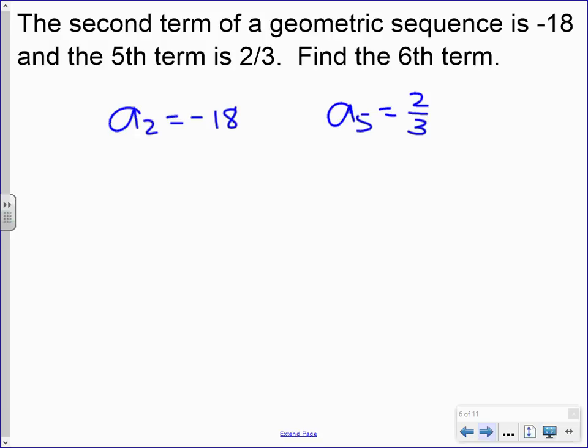You can just do negative 18 minus x equals.